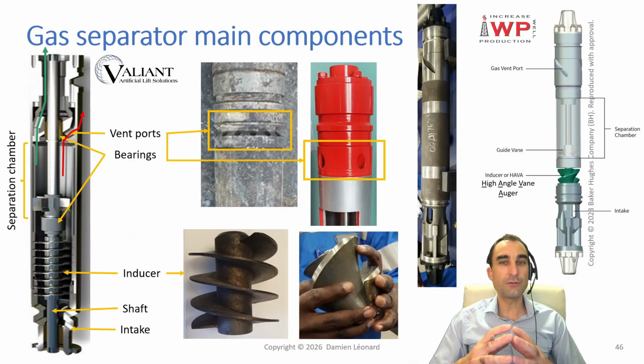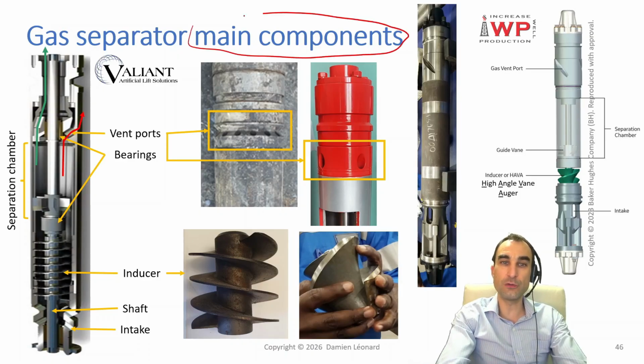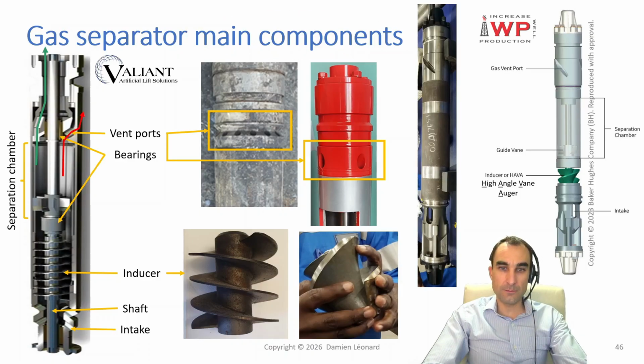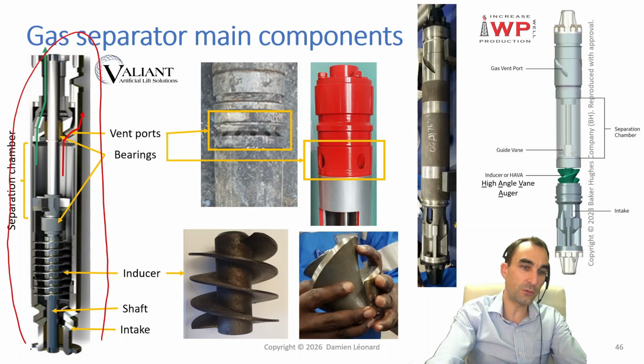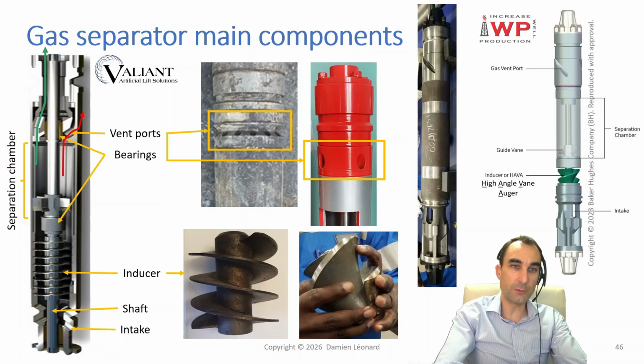and then be sent to the pump. So after having introduced dynamic gas separators, on this slide I wanted to show the main components that you have in such a gas separator. You have several good pictures and illustrations on this slide. The first one is this schematic on the left, which comes from Valiant Artificial Lift. We've got a cut view of this type of gas separator. So what are the main components?